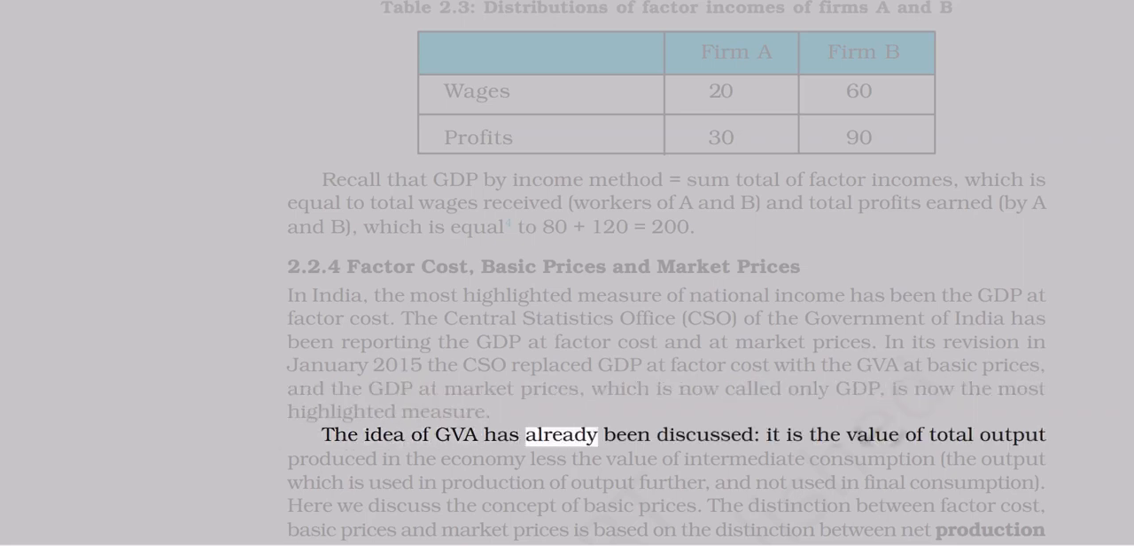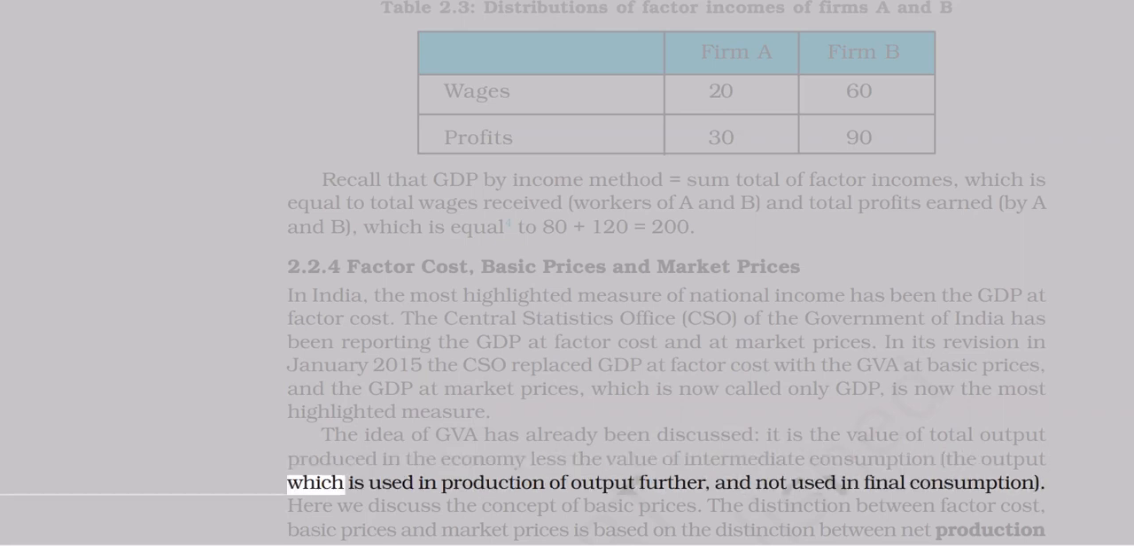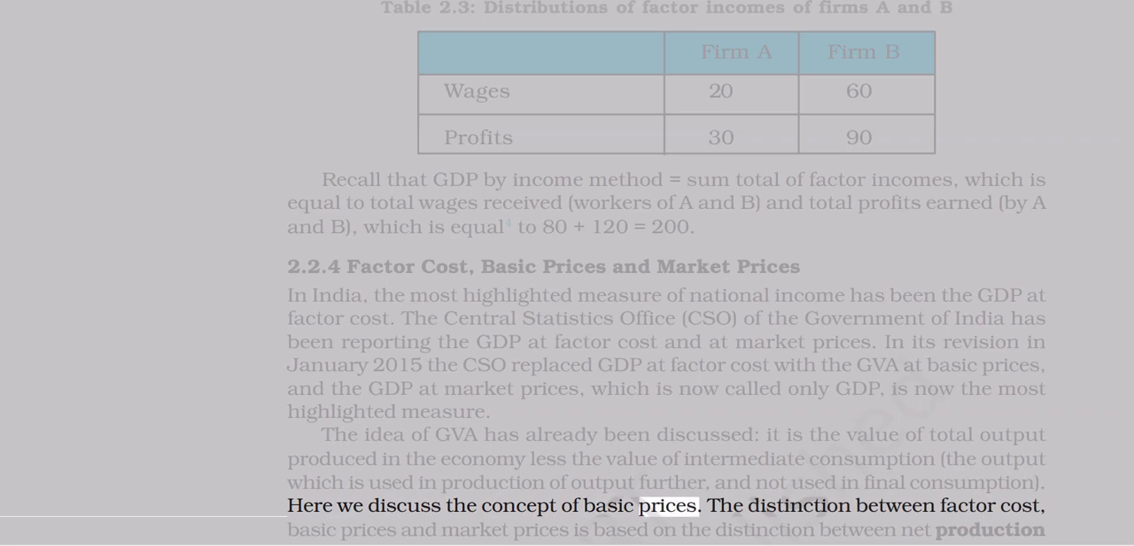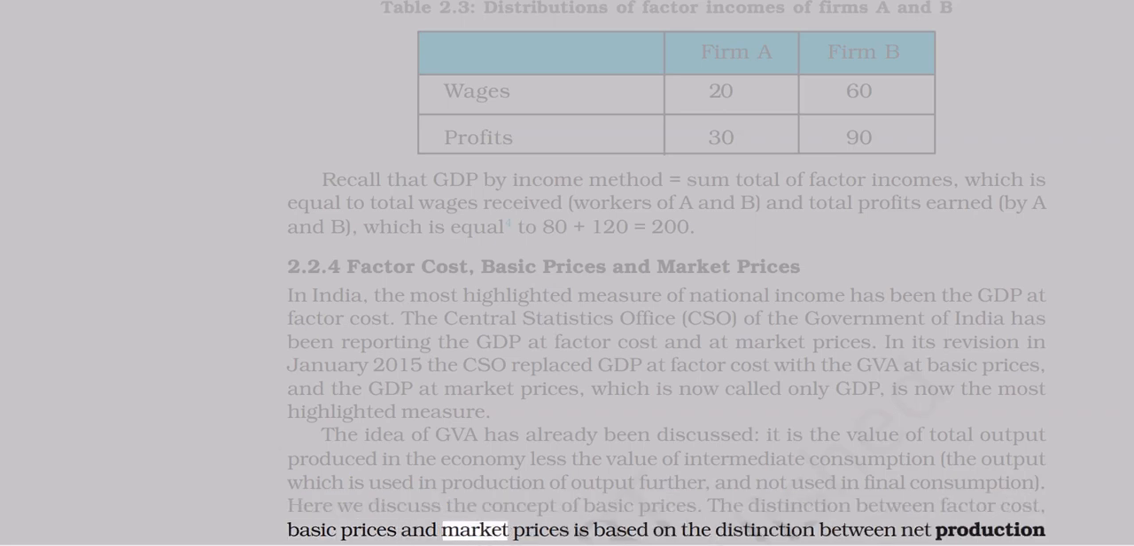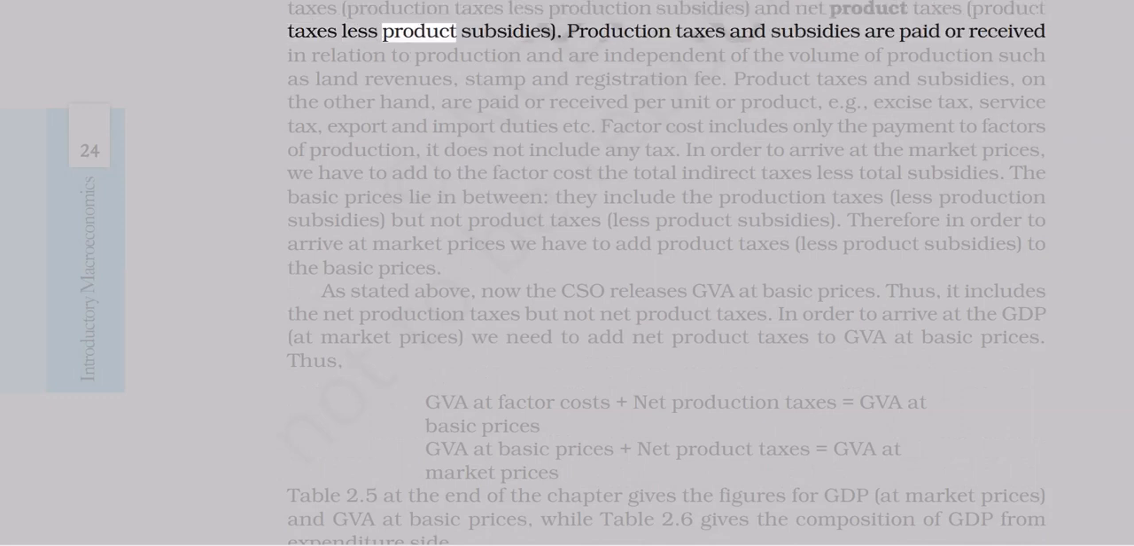The idea of GVA has already been discussed. It is the value of total output produced in the economy less the value of intermediate consumption, the output which is used in production of output further, and not used in final consumption. Here we discuss the concept of basic prices. The distinction between factor cost, basic prices and market prices is based on the distinction between net production taxes, production taxes less production subsidies, and net product taxes, product taxes less product subsidies.